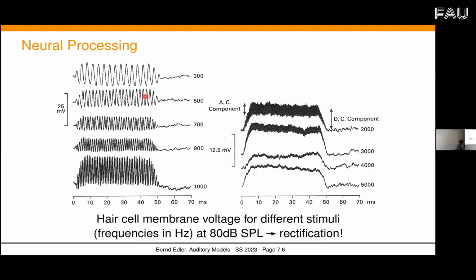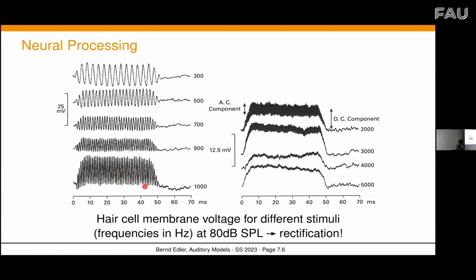At 500 hertz, we see that it's moving up and down. The voltage is moving up and down faster, of course. Still at 700 hertz, and at 1 kilohertz, the vibration is quite strong. Probably this was close to the characteristic frequency, so that there is a strong variation. But we see also that already there's some constant increase of the potential.